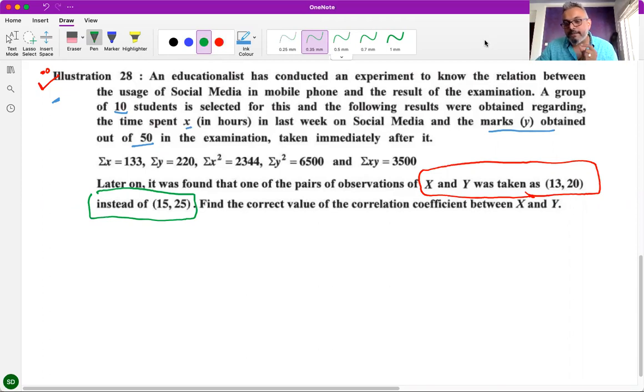Now, I'll take a breather. You also please read the question once again on your own. Okay. Now, first, always write what is given. So, I will also write. Now, there are 10 students. So, n is equal to 10.